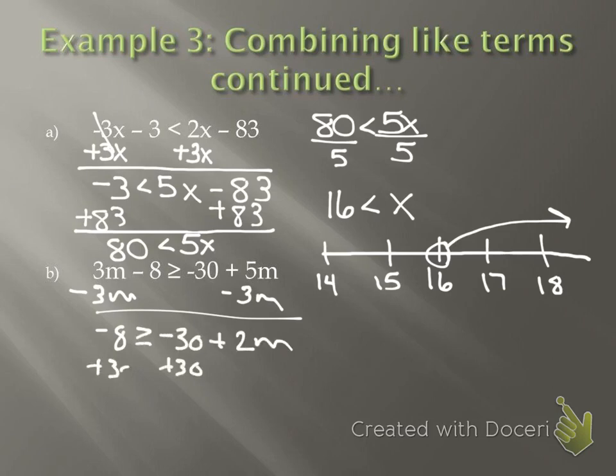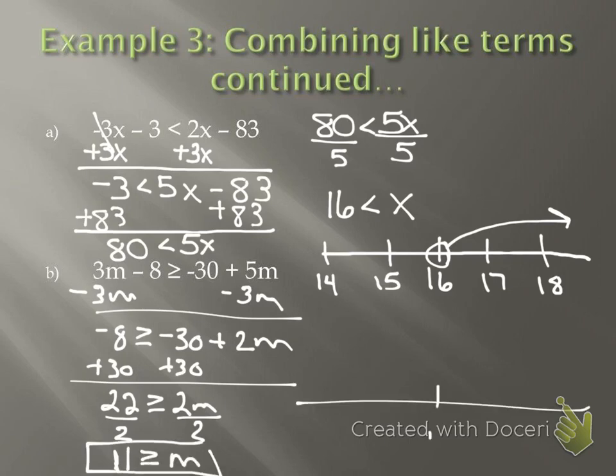Subtract 3m, that's the smaller one. 22 is greater than or equal to 2m. Divide. M is less than or equal to 11, so that's why my arrow is going left. Who got it right? Where's the negative? I can't find it.